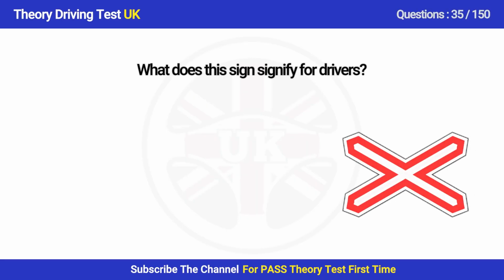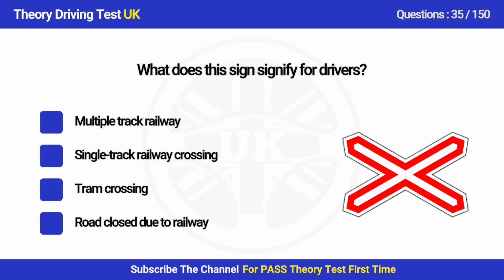Question 35. What does this sign signify for drivers? A, multiple track railway. B, railway crossing. C, tram crossing. D, road closed due to railway.